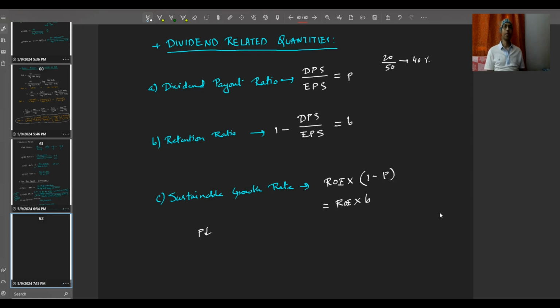Now, for a matured company, whose market is saturated and which is really looking to maintain its position rather than grow, that kind of a company will have a high payout ratio. Generally, this means they will have a low sustainable growth rate. ROE into B will be low. This is sometimes denoted as G also. So G will be low. Next, we will move on to industry specific metrics and ratios.